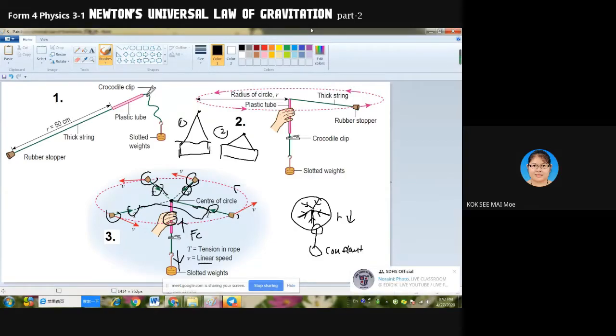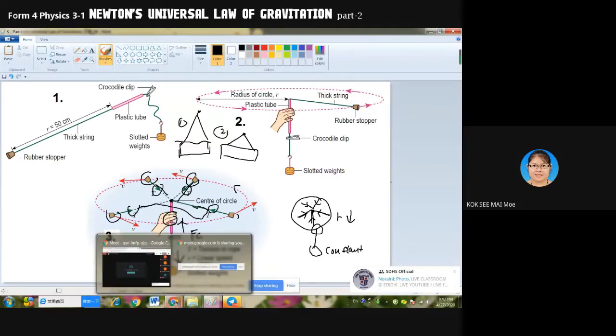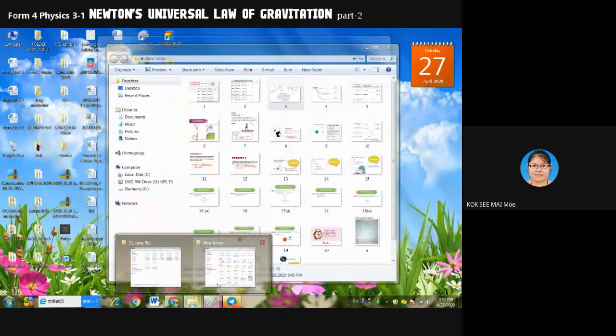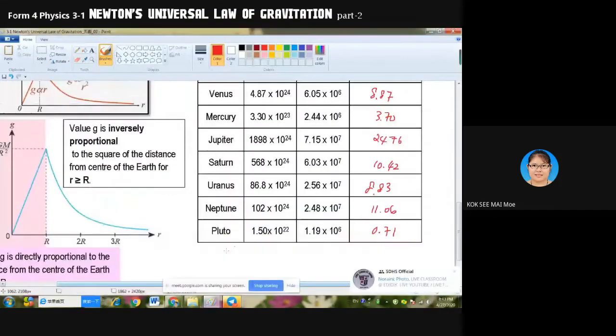Okay, so this one is the centripetal force. Now we go and see the definition. So your answer for me, bigger or smaller. Okay, now we're going to see the next one, the definition.